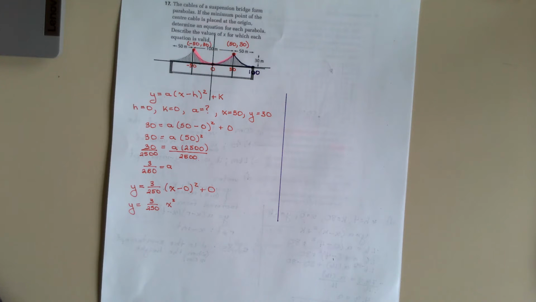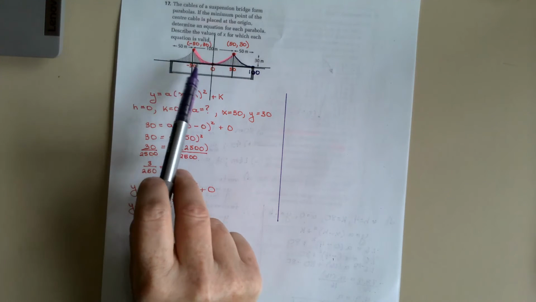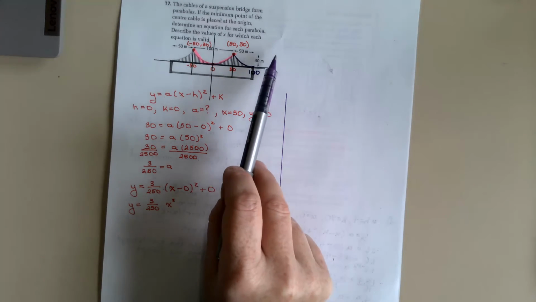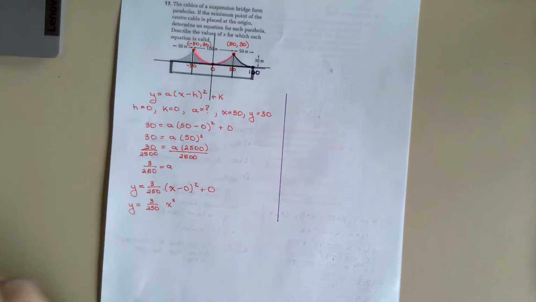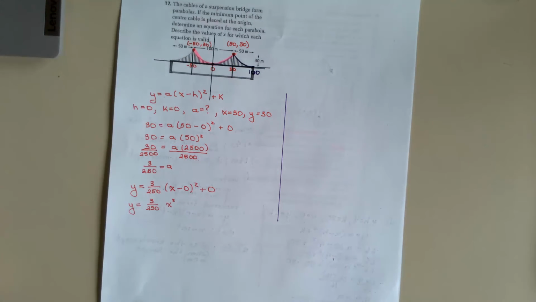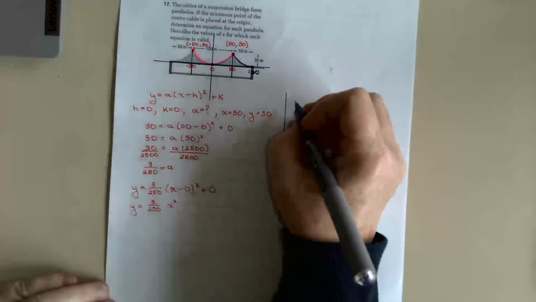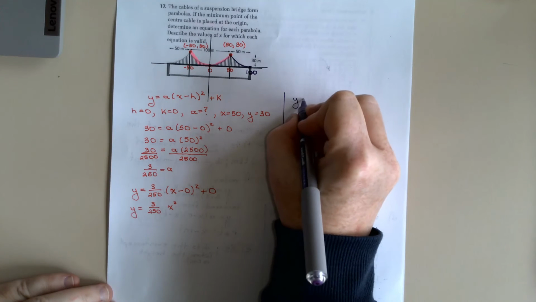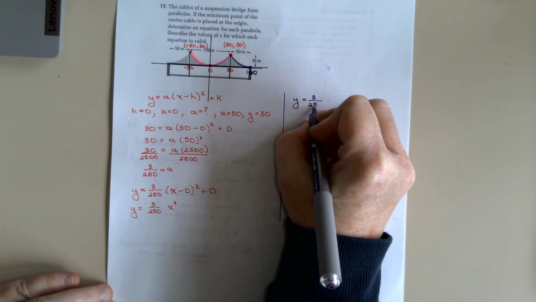Now, one thing that you might note is that since these cables are all the same, they're going to have the same shape. From here to here was 0 to 50, and from here to here is 50. So this shape and this shape will be the same. And if you notice that, then you can assume that your A value is the same. So y is going to equal 3 over 250.